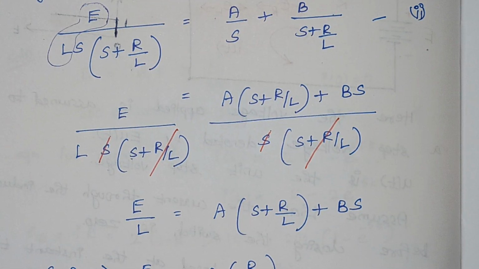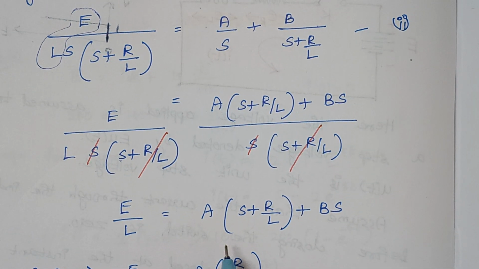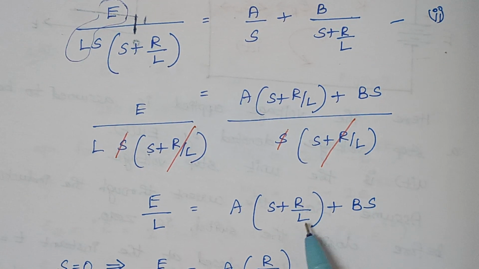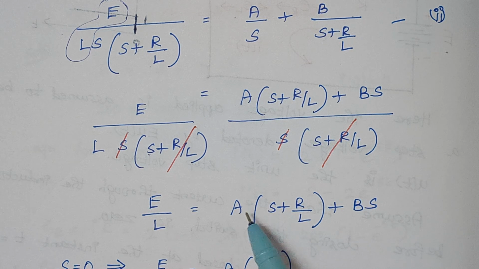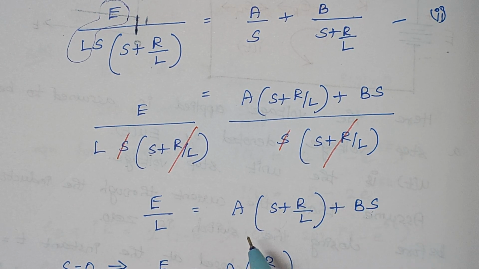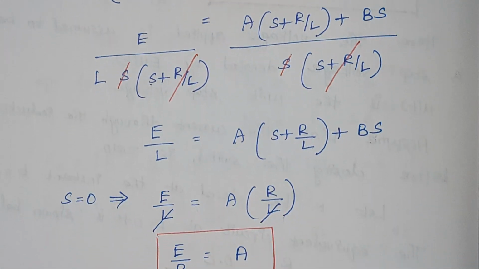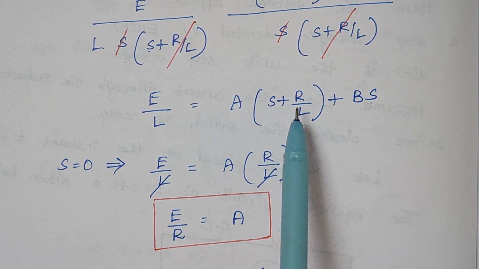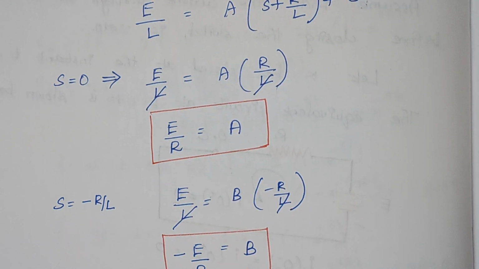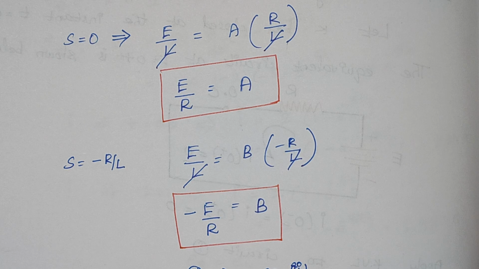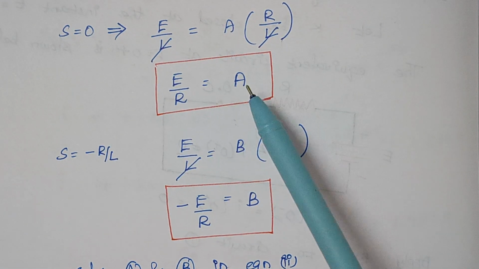So here our expression is E by L equal to A into S plus R by L plus BS. Right. So here now we have to find the values of A and B. So when you substitute the value of S as 0, you can find the value of A. When you substitute S equal to 0, the value of A is E by R. Again, when you substitute the value of S as minus R by L, what happens? We can calculate the value of B as minus E by R. Right. So we have calculated A and B.